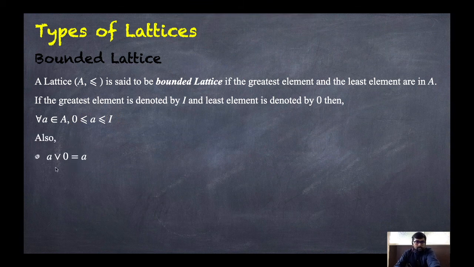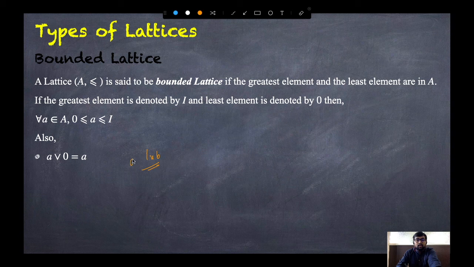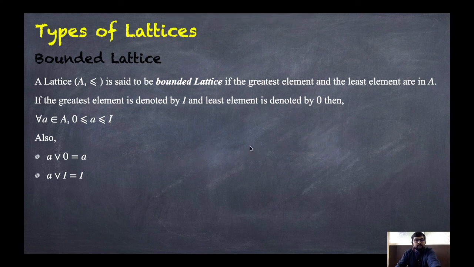Also, a ∨ 0, where the or symbol is the LUB. So the least upper bound of a and 0 has to be a. And next, a ∨ I. That means the least upper bound of a and I, where I is the greatest element. So what will it be? It will be I, because the greatest element of the whole graph is I.